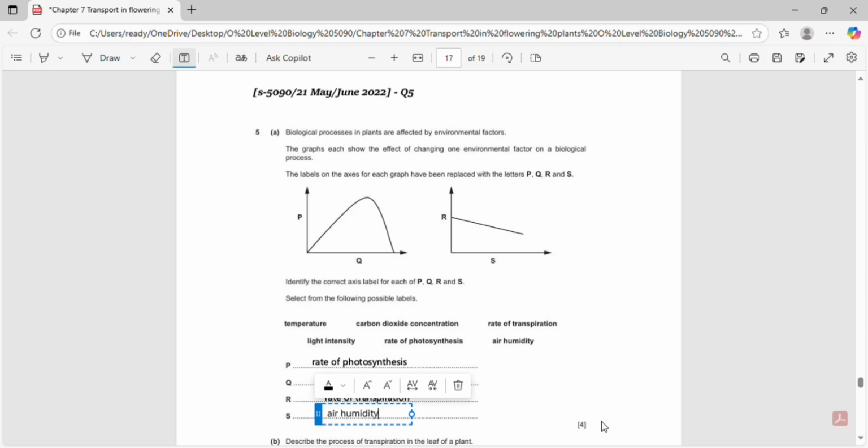Finally, S is air humidity. On the x-axis of the second graph, the factor that reduces transpiration as it increases is air humidity. As humidity rises, the water potential gradient between the inside of the leaf and the air outside becomes smaller, so less water evaporates. That's why S is air humidity.